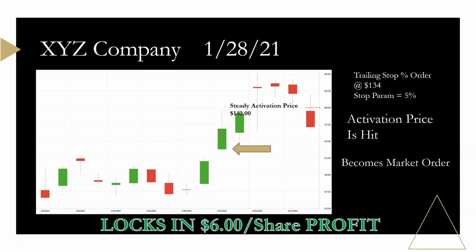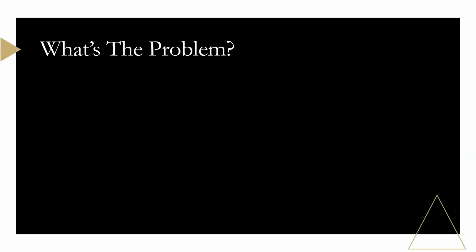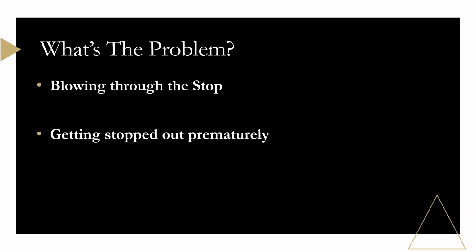Sounds awesome, right? So what's the problem? Well, the first problem I had already mentioned, and that's blowing through the stop. If you're putting a very specific activation price on there and it gaps down past the price and then continues to fall, well, it's like you didn't have a stop loss on there at all. The second problem is getting stopped out prematurely just through intraday price volatility. I'm going to show you what that looks like right now.